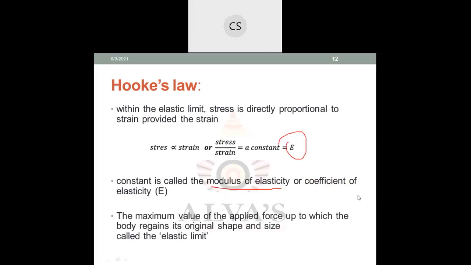The maximum value of applied force up to which the body regains its original shape and size is called the elastic limit, because Hooke's law is valid within the elastic limit. So after a certain applied force, the body will not regain its original shape and size. There will be a permanent deformation, known as plastic deformation. The limit up to which the body will regain its original shape and size is known as the elastic limit.